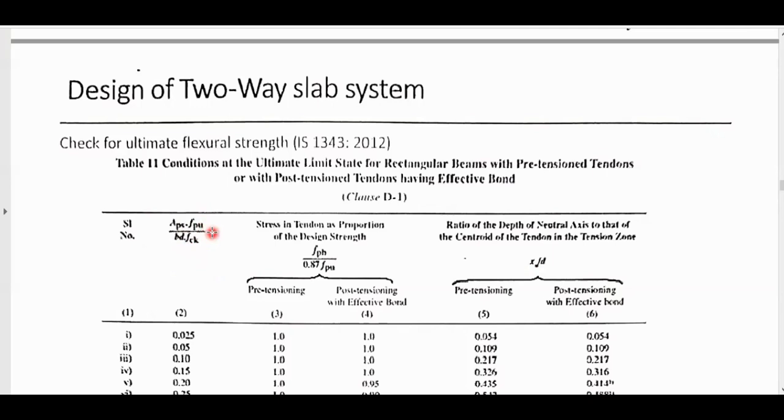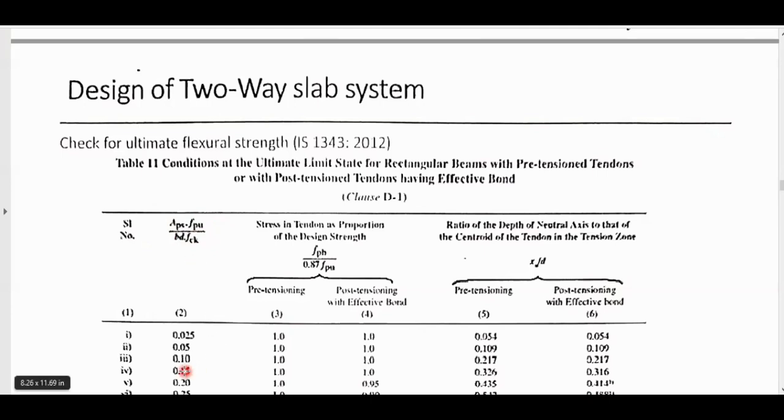So how to calculate fpu? We have already learned this. fpu is the load divided by the cross-sectional area of the cable. So the breaking load will be obtained from the IS code, and it is already stated in the data. Breaking load divided by the nominal cross-sectional area of one single strand will give us fpu. So we'll calculate fpu and the remaining things, then substituting the values in this we will obtain the value of this term.